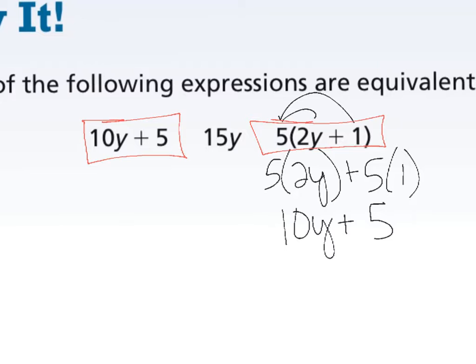Once again, it happens to be 1. That would work, we would get the same answer as 15y, but those are not equivalent expressions. For example, if I put 100 in place of the y, 15 times 100 would be 1500. 10 times 100 would be 1000 plus 5 is 1005. Not the same, so those are not equivalent.